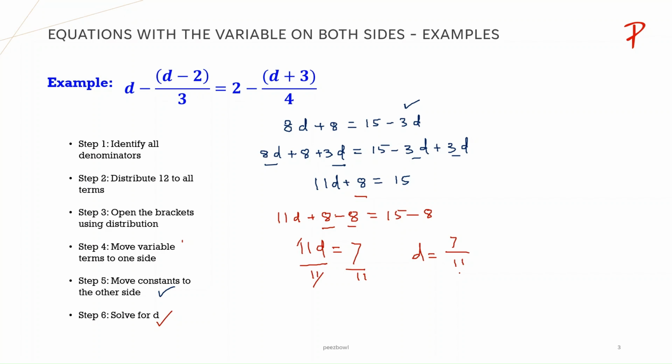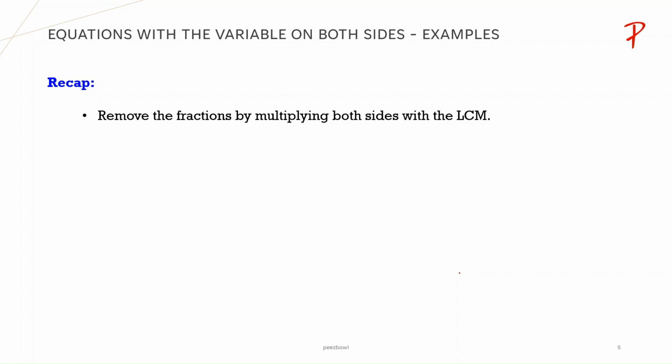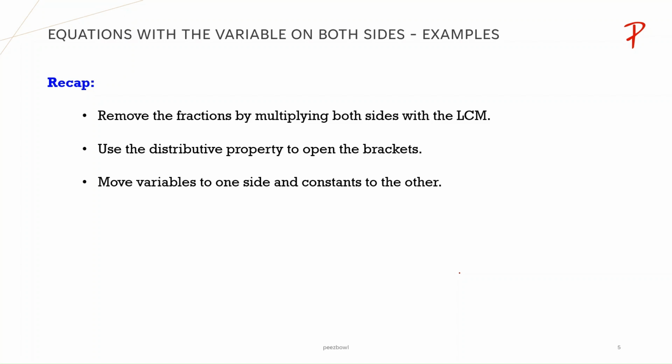Okay, let us recap. We first removed the brackets and fractions by multiplying the equation with the LCM. Next, we used the distributive property to open the brackets. After that, we moved all the variable terms to one side and numbers to the other side. And finally, we simplified and solved for d, and we got d equal to 7 by 11.